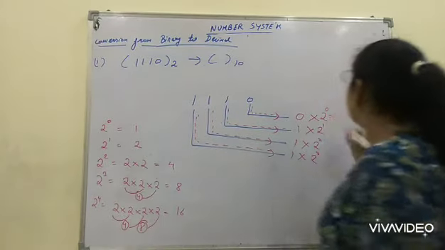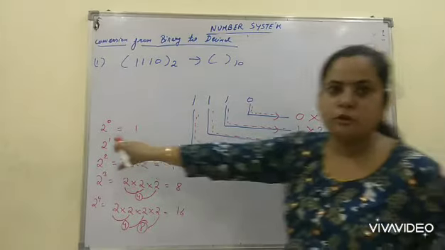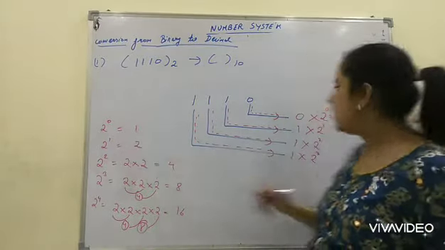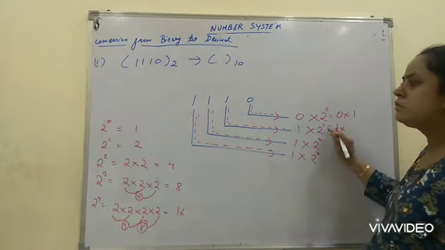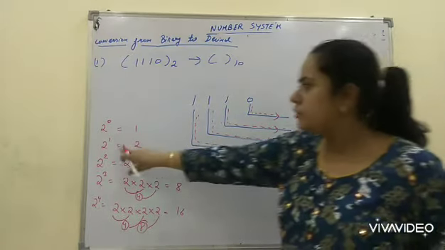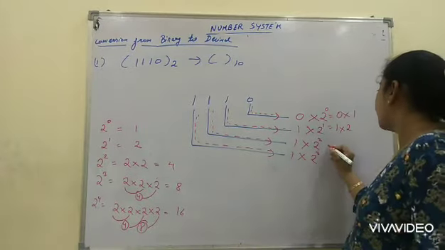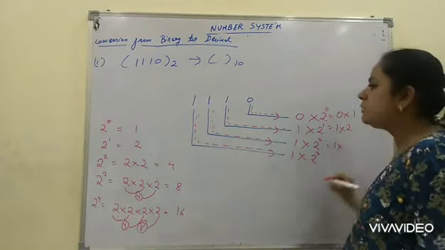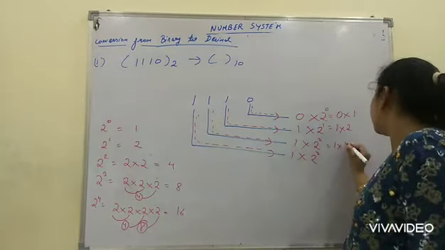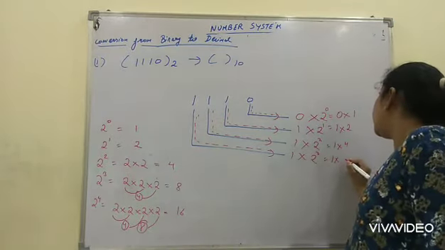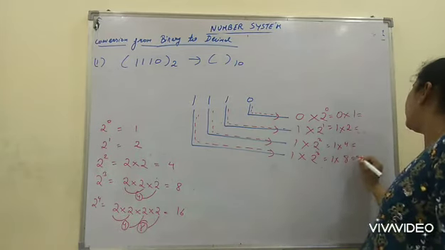Now we'll come here. 0 into 2 to the power 0. Value of 2 to the power 0 is what? 1. We'll put 1 here. 1 into 2 to the power 1. 2 to the power 1 is what? 2. We'll put 2. 1 into 2 to the power 2 is what? 4. 1 into 2 to the power 3 is what? 8. Now we will solve it.